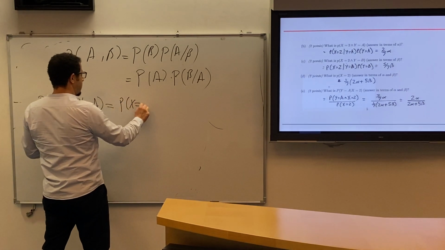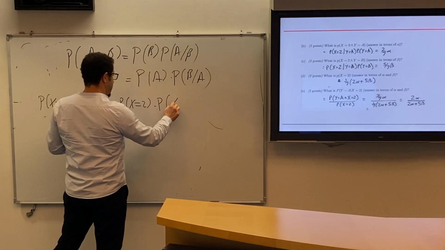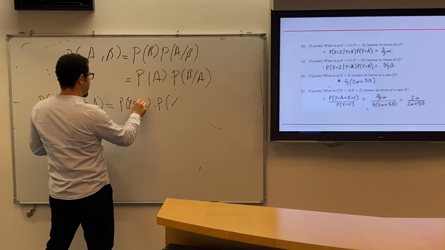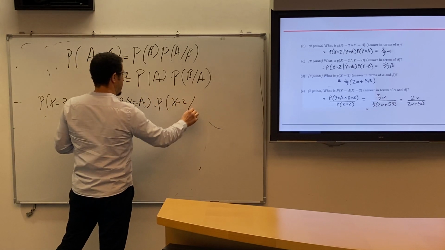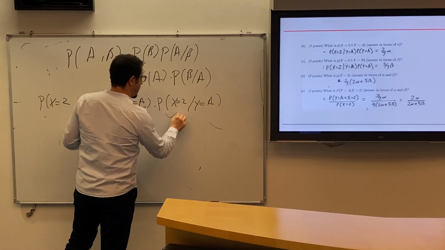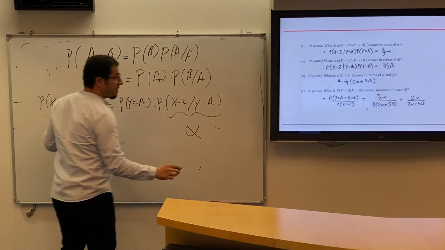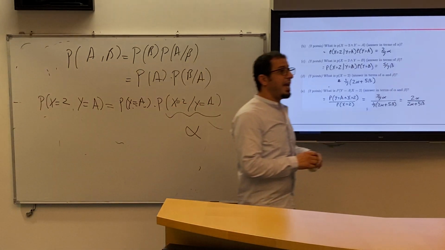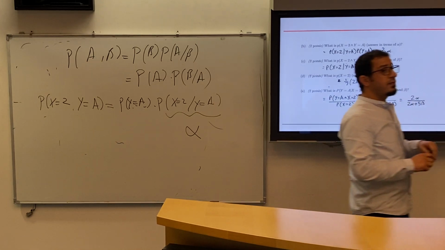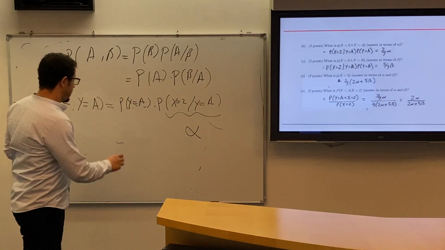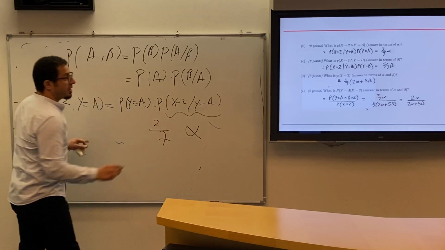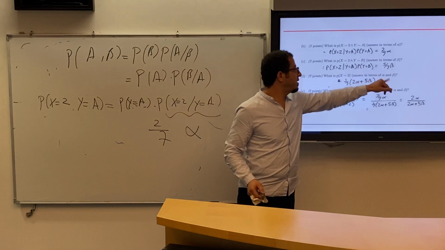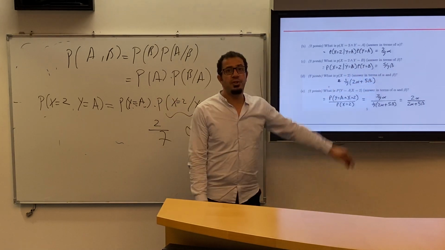The probability of x equals 2 times the probability of y equals A, and here x equals 2, the probability of y equals A. So by definition this is alpha, right? I give it, right? And what is the probability of y equals A? 2 out of 7, right? So is it correct? Yes. So the first one is correct. Second one, the same idea. We get it here. Now, what is the probability of x equals 2?